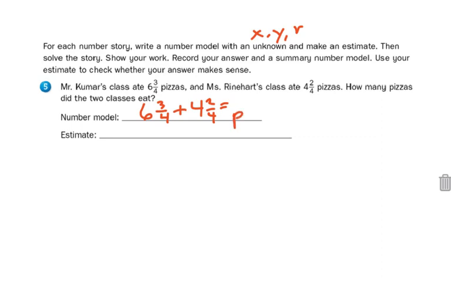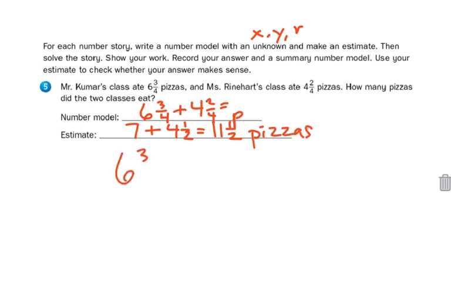My estimate would be this is close to 7, 6 3/4. 4 2/4 is the same as 4 1/2, so I can easily add that in my head. They ate about 11 1/2 pizzas. Let's see if that's the case.